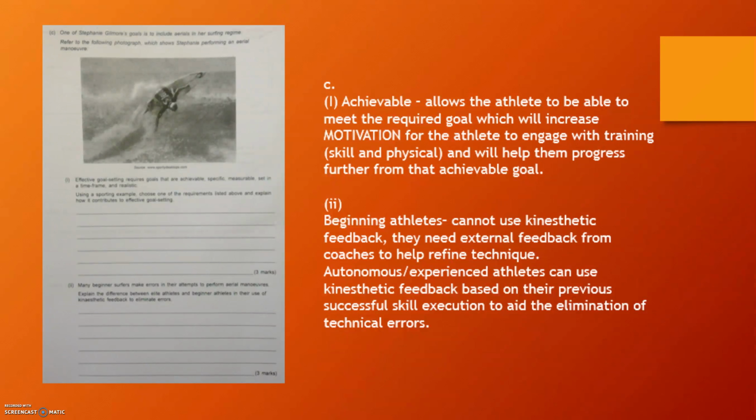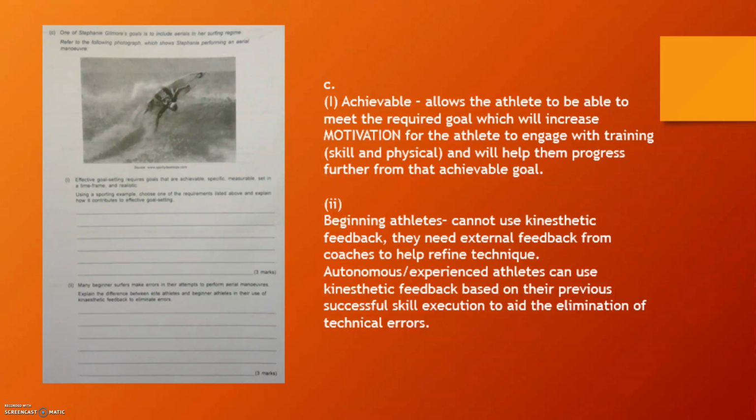Many surfers make errors in their attempt to perform aerial maneuvers. Explain the difference between elite athletes and beginner athletes in their use of kinesthetic feedback to eliminate errors. So we know, based on autonomous versus cognitive learners, beginning athletes cannot use kinesthetic feedback. So they do not understand what is the right and the wrong technique. They haven't got the feel for the technique, so they need external feedback from coaches to help refine that technique. Autonomous or experienced athletes can use kinesthetic feedback based on previous skill execution to aid the elimination of technical errors.